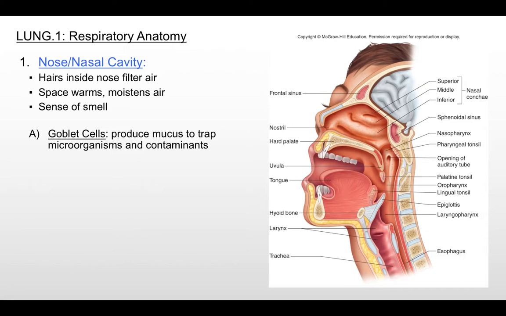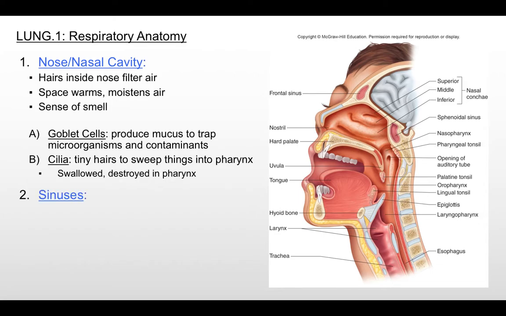So first, goblet cells. Goblet cells are the ones producing that mucus that sits all around the hairs, helps to moisten the air, but also traps those microorganisms and contaminants. So the hairs catch them, and then the goblet cells produce mucus to keep them there. Those tiny hairs, aside from the big ones you can see, are called cilia, just as they were called when we were discussing the digestive system. We talked about villi. Cilia are very similar in shape. We've seen these on cell types in the tissue category as well.